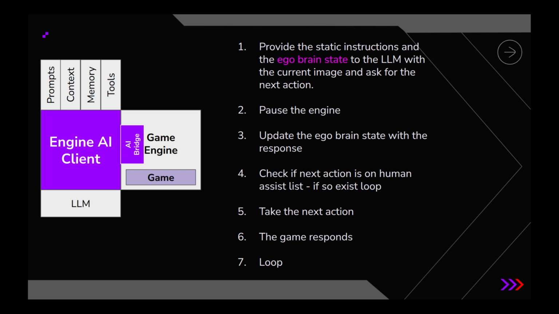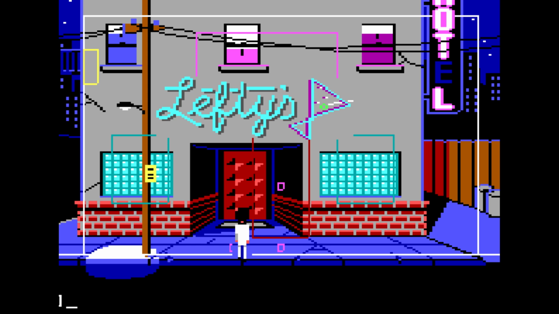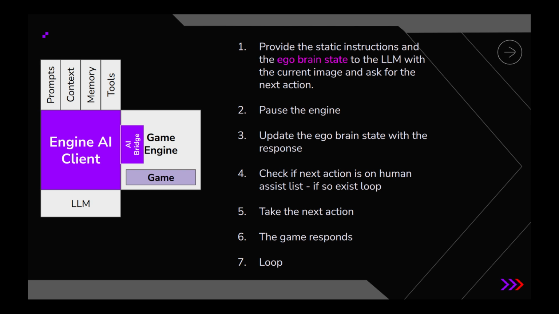When that API call returns, we update the ego brain state with the response. We check if the next action is on the human assist list. This is something like walk from here to here. So right now we don't want to work on object avoidance, so we're having a human walk along the plotted course that the AI provides. If it's not, we unpause the game and take the action, which shows that there's a game loop going on. That gives the game the ability to respond, and then we repeat our loop again.